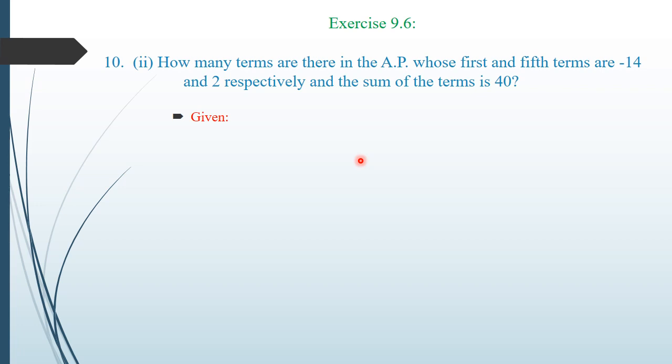First, let us note down the given data. A or A1, that is the first term, is given to us, that is minus 14, and the fifth term is given to us, that is 2. Now using these two terms we need to calculate the common difference of this AP. Let us see how we can do that.